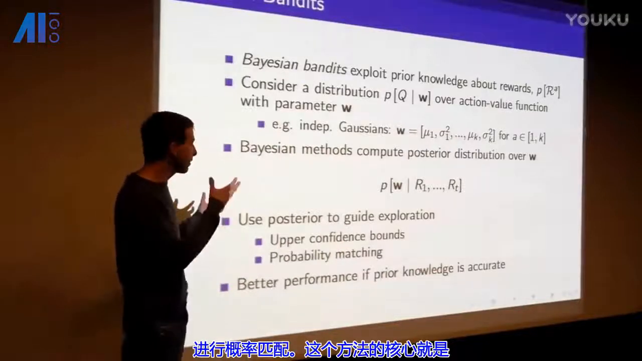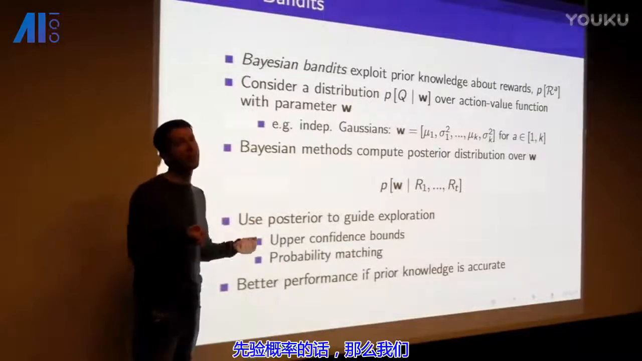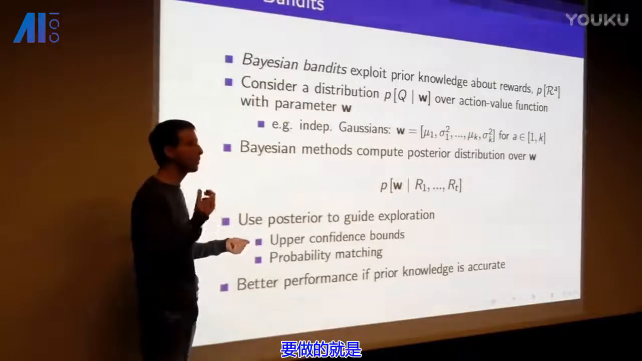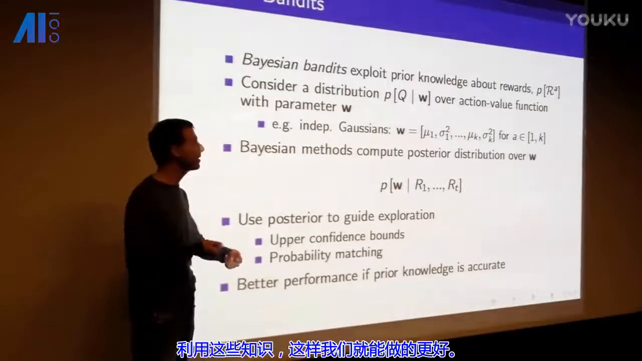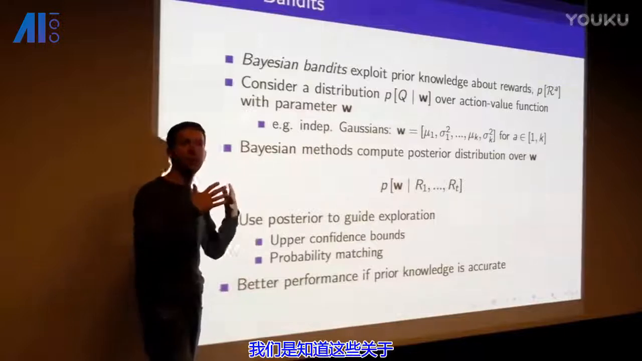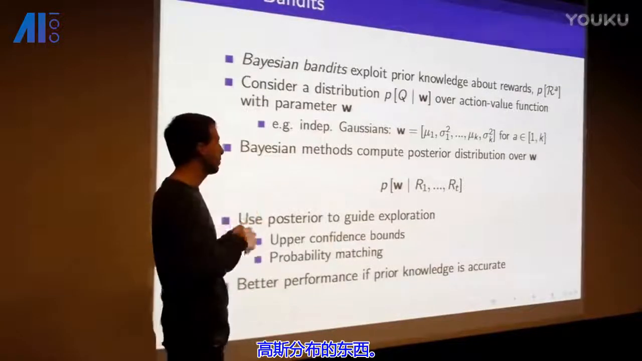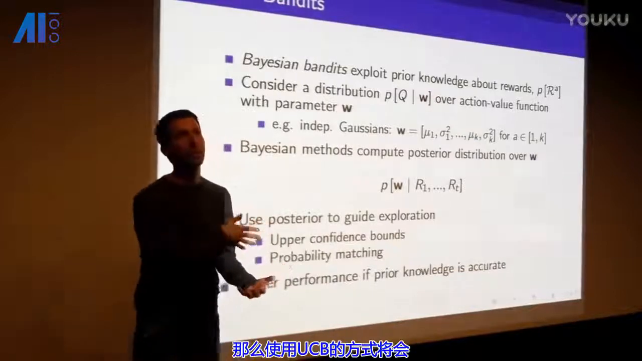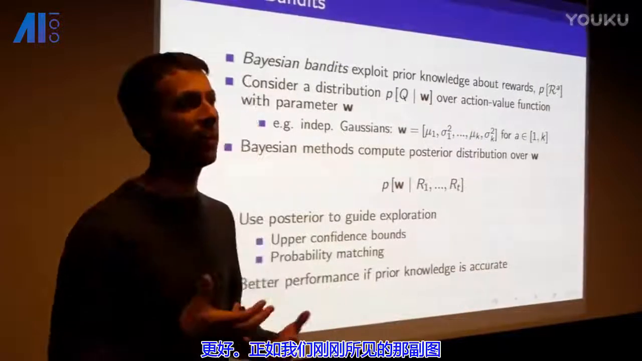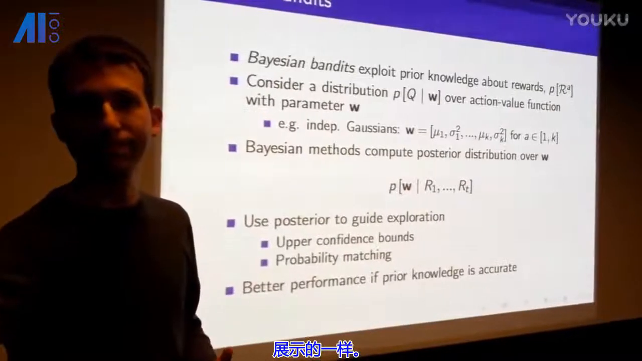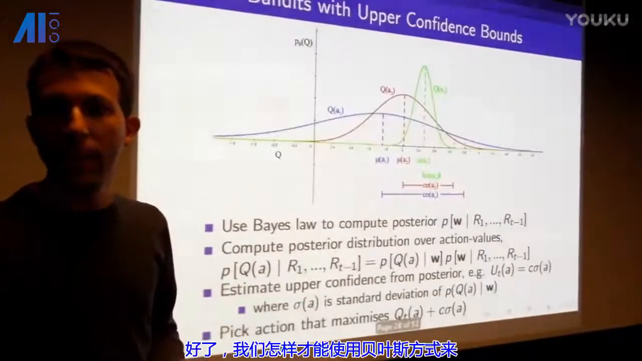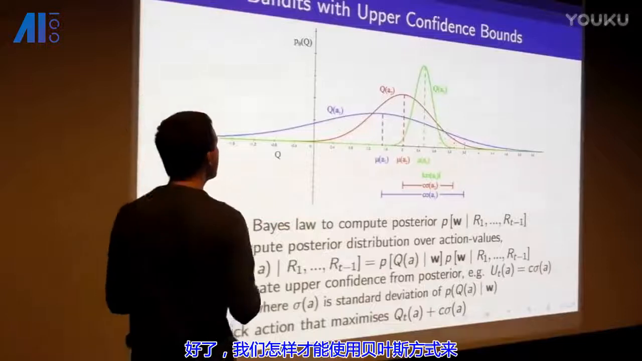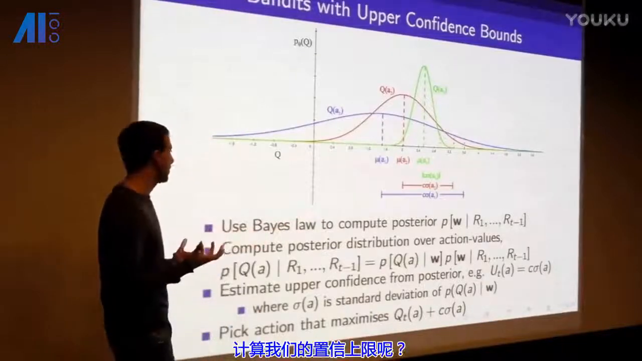The main point of this whole approach is that if we have prior knowledge that's accurate, like if someone actually gave us prior knowledge that was useful, then this can do a lot better. Like if we know that these things are Gaussian, then we can do much better. If our prior knowledge is wrong, you're probably better off using the UCB approach we just saw, which is robust to different distribution assumptions. Okay, so how can we use this Bayesian idea to compute upper confidence bounds?